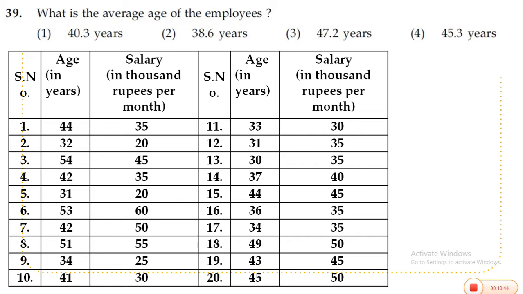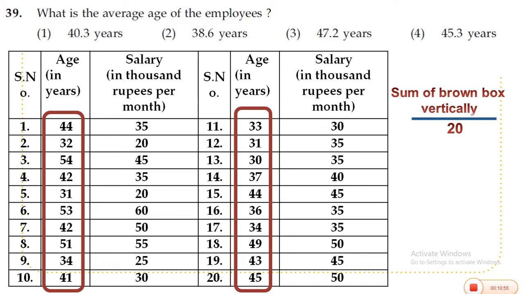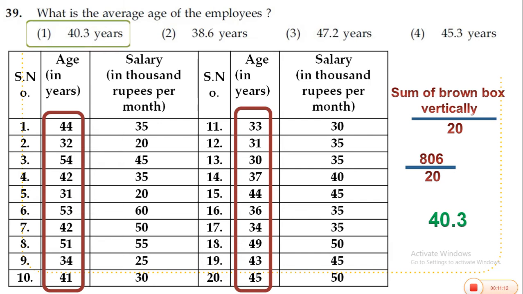Very simple. The age group is given from 1 to 10 and 11 to 20, and simply you can see the brown boxes. Find the sum of the brown boxes vertically divided by the number of employees. That is the average, right? Sum by number of. If you add these serial numbers for the brown boxes, you clearly get 806 divided by the number of employees, that is 20. So your answer is straight away 40.3, option 1. This question is very familiar and you are pretty good at this one.